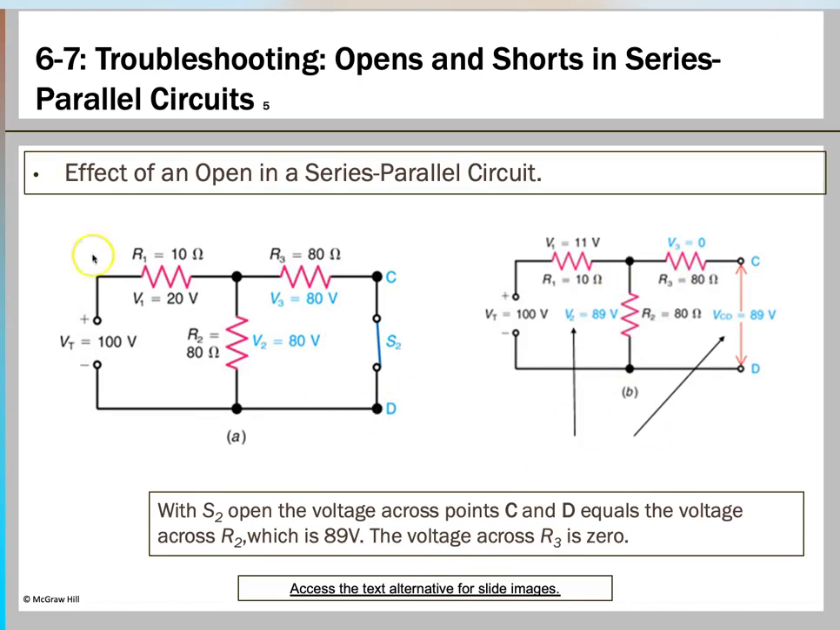So that's all for series-parallel combinations of circuits regarding open and short conditions, and that's it.